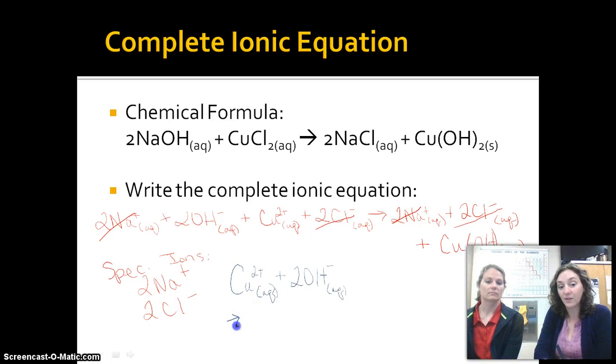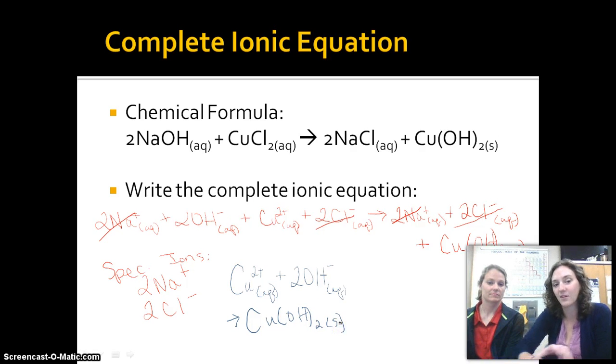So you're going to draw an arrow. That's your yields, produce sign. Cu(OH)2, and it is a solid. Now, okay, so that's net ionic. Complete is up there, your spectators we identified, and that's net ionic. Make sure you can do that. It's a lot of writing, but you only have to do it really for this chapter and the final.